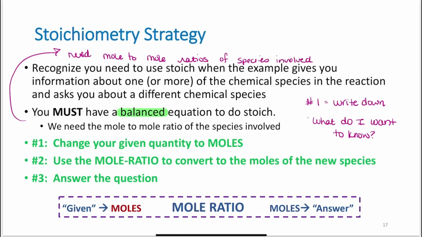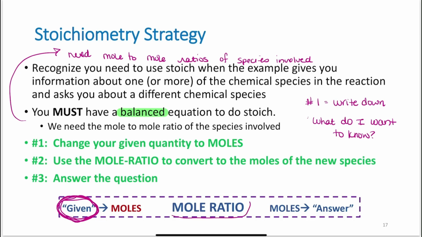The only way to get mole-to-mole ratios is to have that balanced equation. So first, think about what you want to know. From there, you're going to change your given quantity into moles. So whatever you're given, whether that be grams, liters, or milliliters, we're going to figure out how to get to moles. If it's already in moles, you don't have to convert.